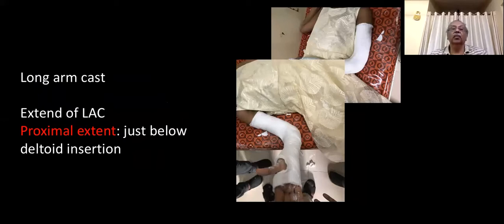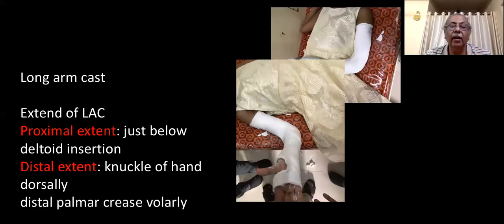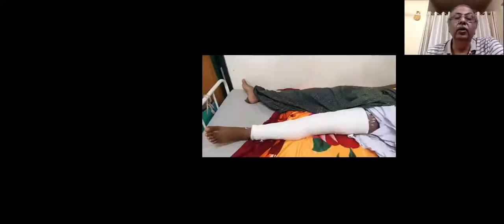Long arm cast, the extent: the proximal extent is just below the deltoid insertion, and the distal is up to the knuckle. On the volar side, it should not extend beyond the volar crease, because if you extend it below that level, it will limit the metacarpophalangeal joints, which become stiff. Then many questions can be asked: why it becomes stiff, what is the Gibbs-Jones position, what is the functional position. These are commonly asked questions, which you should go and read.